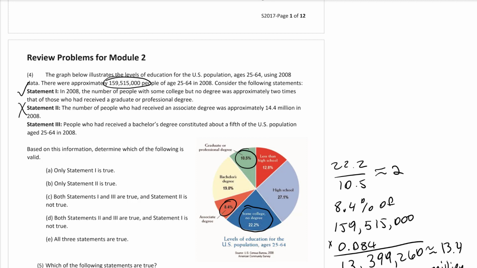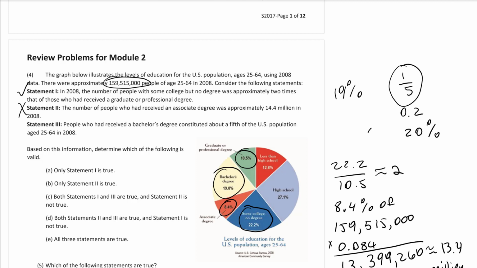And finally, people who had received a bachelor's degree constitute about 1/5 of the US population. So bachelor's degree is 19%. Now, how does 19% compare to 1/5? It's a good question. You could convert 19% into a fraction, but I think it would be better to convert the fraction into a percent. So 1/5 is 0.2, which is 20%.